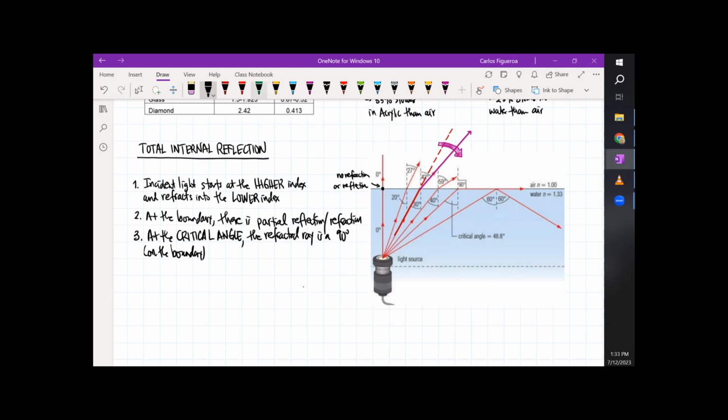So if I look at this one at the critical angle, this is the critical angle right here. You see that this ray is now moving along the boundary. So what you're seeing here is that from here, this angle here, this is 90 degrees. And then this angle from here to here is what they call the critical angle.